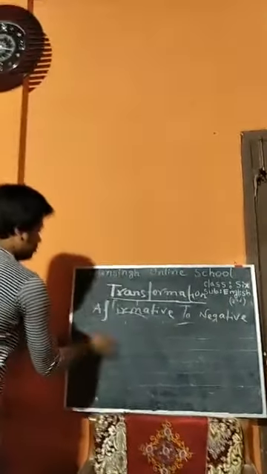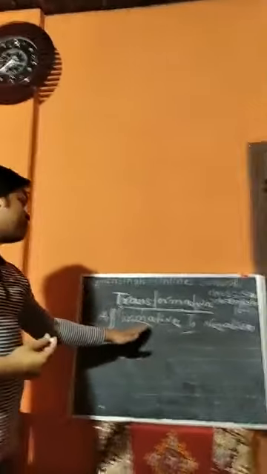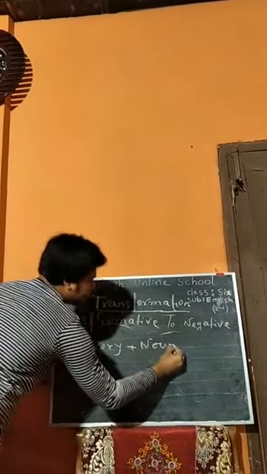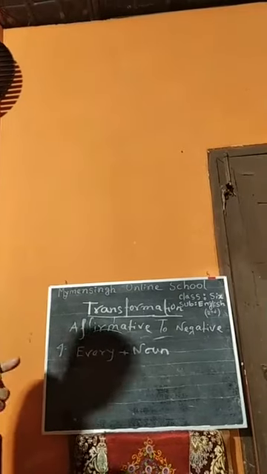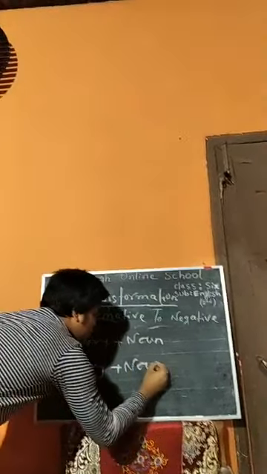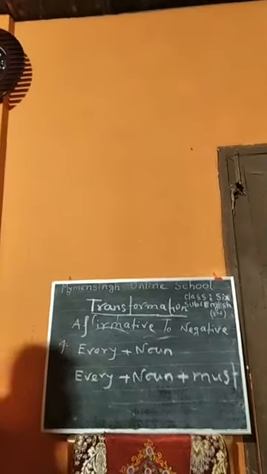Number four rule. Number four, we may find in an affirmative sentence another word, that is, every plus noun. Example, every mother loves her child. Every father earns money to run his family. Here we can find every plus noun plus must. We can find these two types of words when we face transformation.